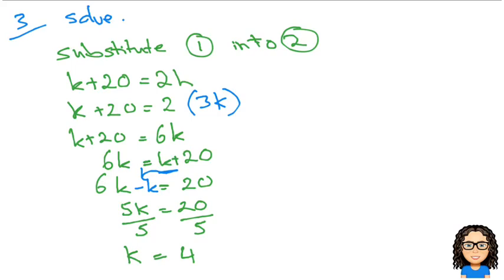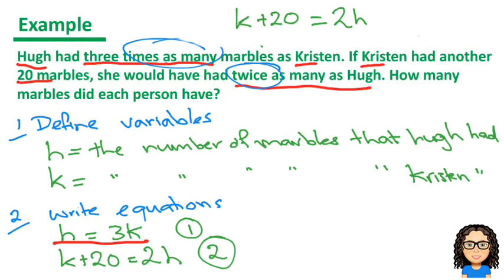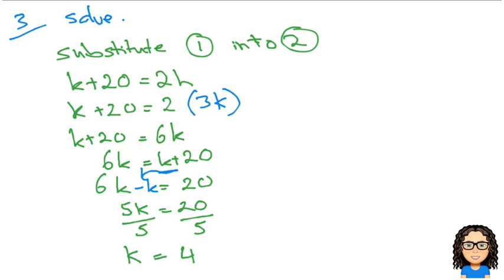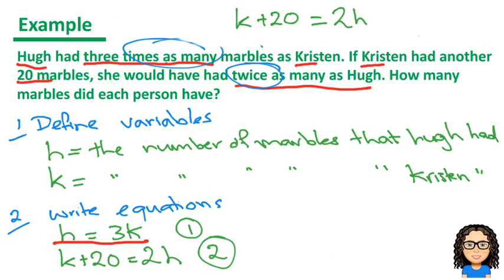All right, so what have I just found? Well, k stands for, if we go back to our definition, the number of marbles that Kristen had. So that tells me that Kristen had 4 marbles. Okay, but I still need to find how many marbles each person had, so I still need to find how much Hugh had. So I need to go back to these equations and substitute and find the other solution. I need to find the value of h. I could choose to use equation 1 or 2. Equation 1 was already nicely in the form h equals stuff, so I'm going to use that one.